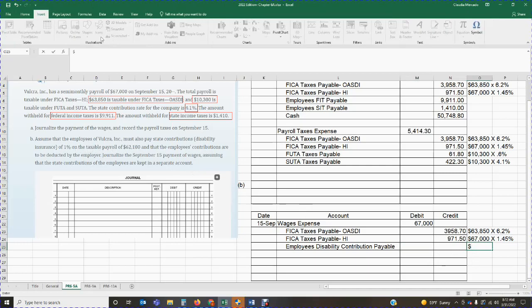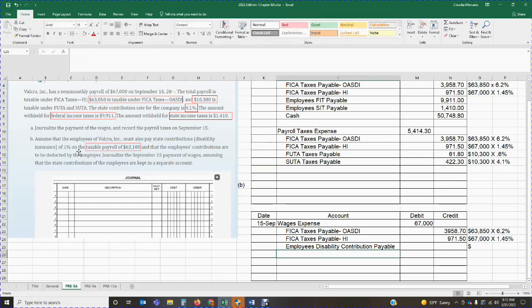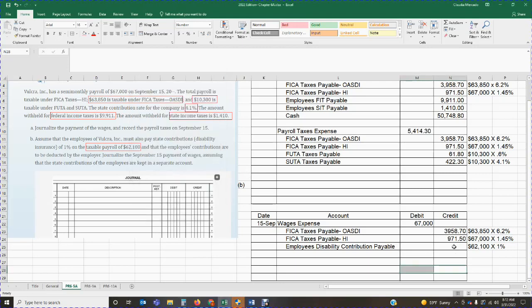So my employee's disability contribution payable is going to be, and they give you an amount on the taxable payroll. This is the key. Make sure that you read the problem carefully. For purposes of that 1%, the taxable payroll is $62,100. So for that 1% tax, we're going to base it off of 62,100 times 1%. That gives me $621. Remember, all of these are payables. The normal balance of a payable is a credit.